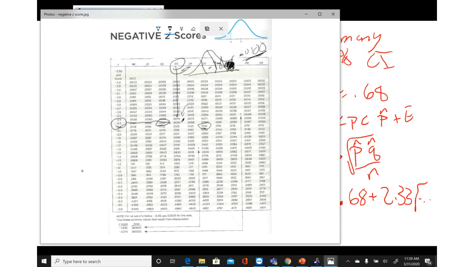Right? Yeah. What I'm looking for, Ashley, is 0.0100. And I'm not finding it. I'm finding 0.0099 and I'm finding 0.0102. And my observation is that this one is closer to this than it is that. So I choose this one, which is 2.33. This one. All right. You good? Yeah.